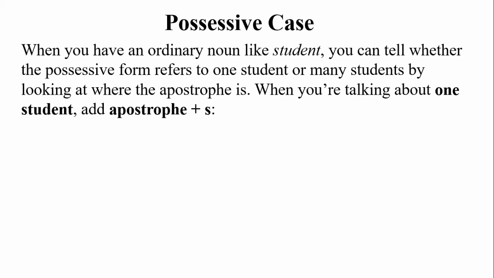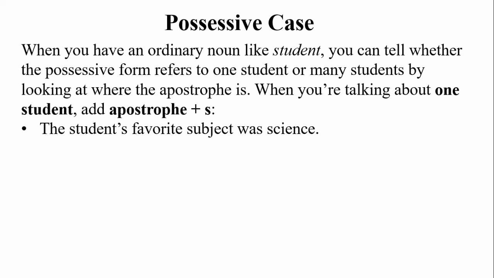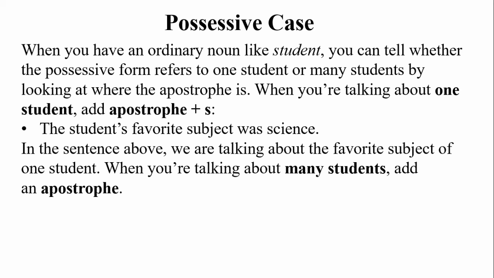When you have an ordinary noun like student, you can tell whether the possessive form refers to one student or many students by looking at where the apostrophe is. When you are talking about one student, add apostrophe plus s. The student's favorite subject was science. In the sentence above, we are talking about the favorite subject of one student. When you are talking about many students, add an apostrophe.